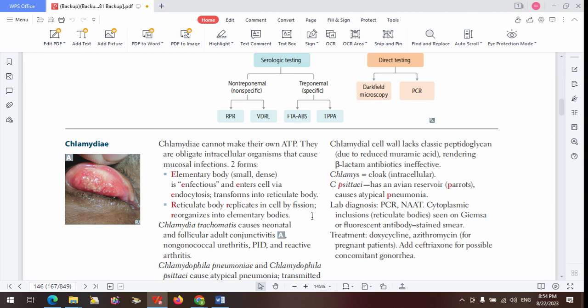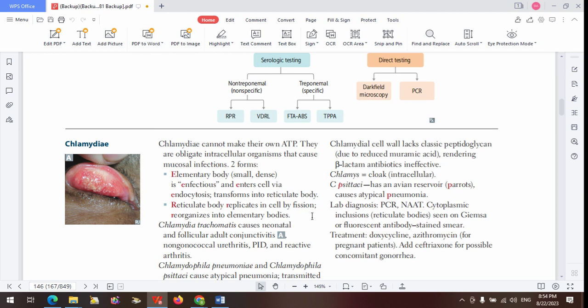And when there's ascension of cervicitis to the uterus, to the fallopian tube, to the ovaries, what do we call that? Infection of the uterus, the fallopian tube, and the ovaries. What do we call that? PID. That's pelvic inflammatory disease. So, just like gonorrhea, these guys can also cause a PID. That is how to remember the constellation of infection from this guy.